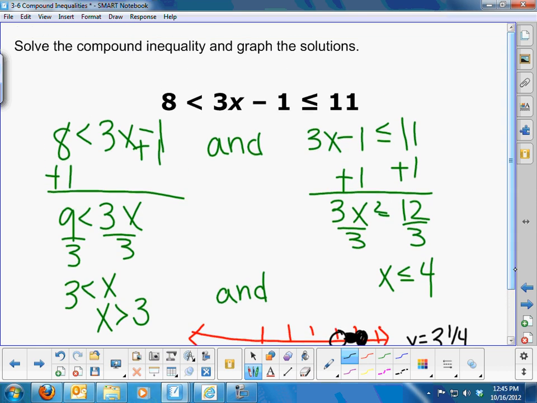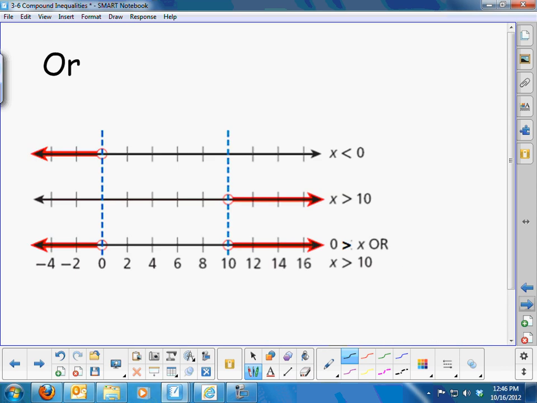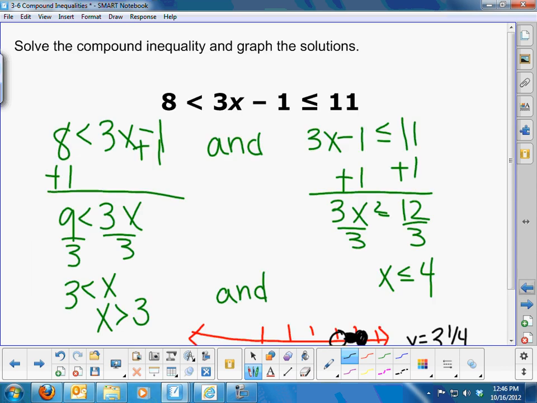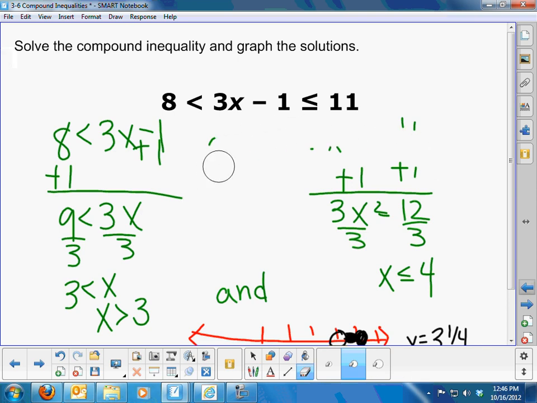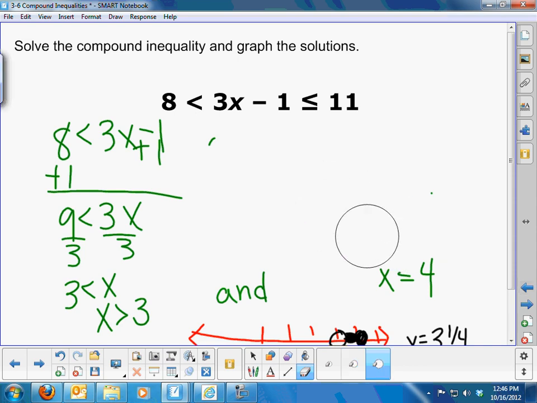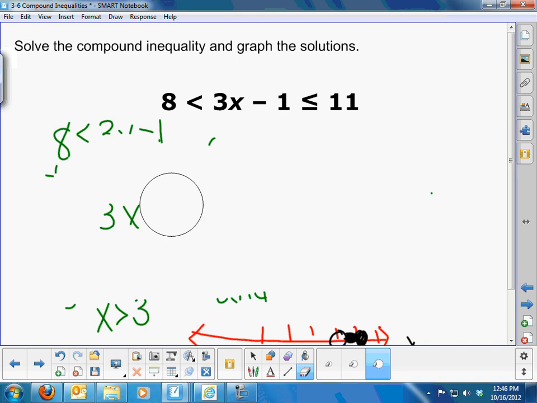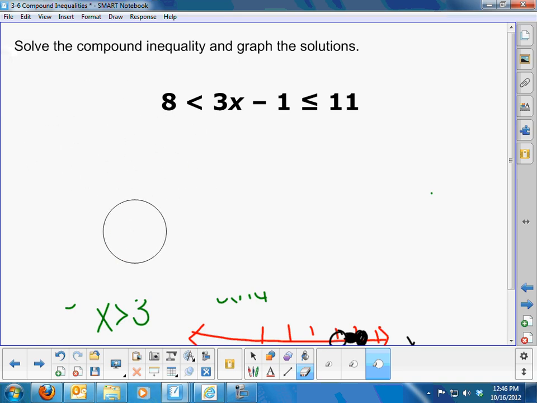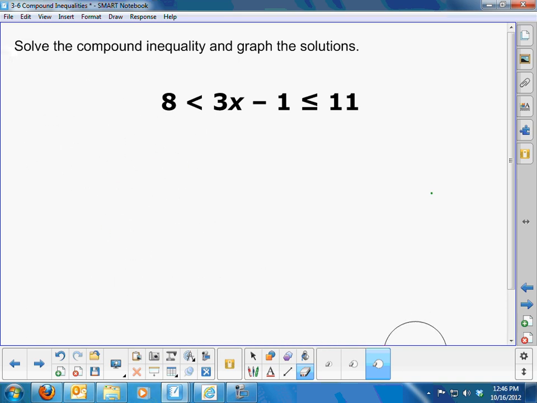Okay, but then there's another thing that I could do in this problem, and that is solve it. Instead of writing it out as two simple inequalities, I could actually just work the problem the way it is written. So I'm going to erase this now and show you the other way that I could work this problem. It's going to get the same answer. I'm just going to work it all at one time. Okay, so I could just solve it like this.